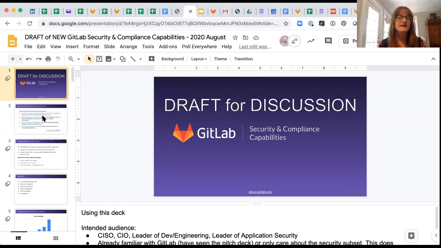So this deck is intended for a security audience. You can use it with a DevOps or developer audience, but it's got some things in here that are intended for the security audience, because usually they're the ones that can be a roadblock if they aren't on board with using the secure features, and they may be funding the delta for Ultimate.